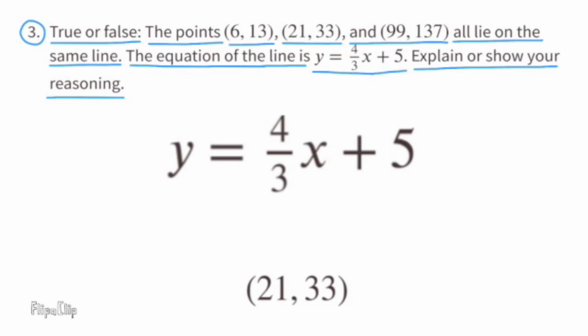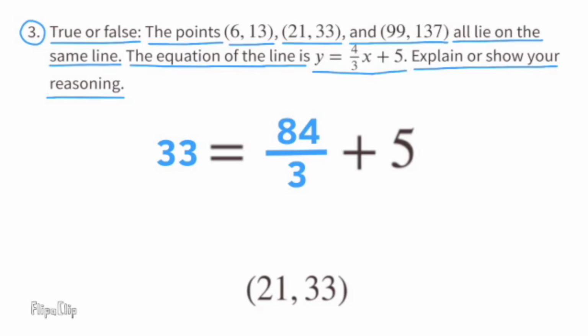For the next point, we substitute the x with 21, and we substitute the y with 33. Now it reads 33 equals 4/3 times 21 plus 5. 4/3 times 21 equals 84 over 3, or 84 divided by 3.